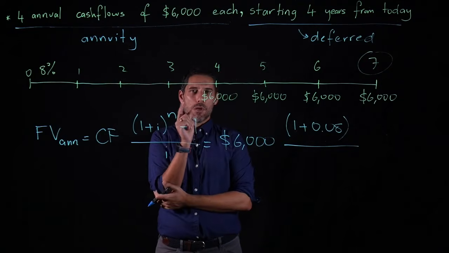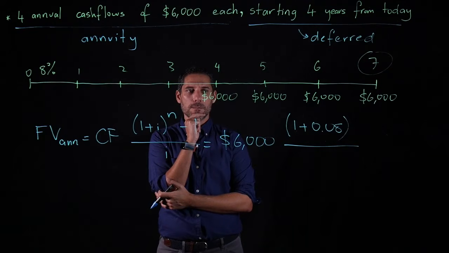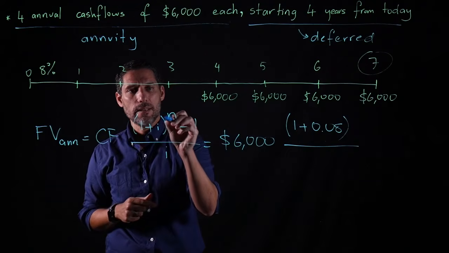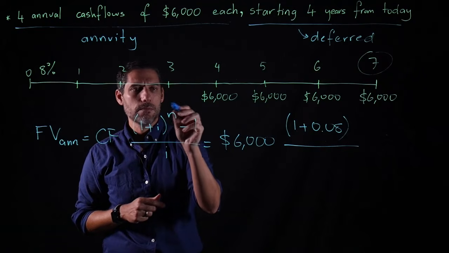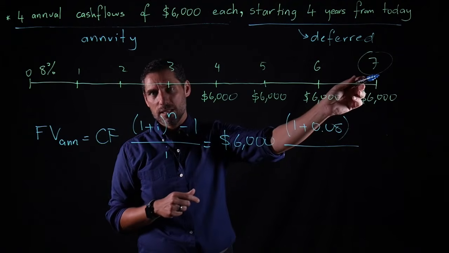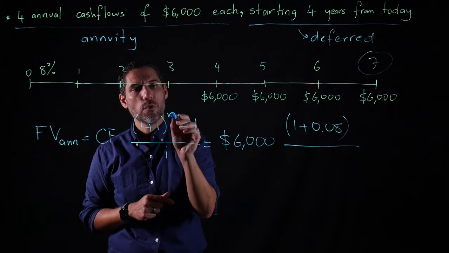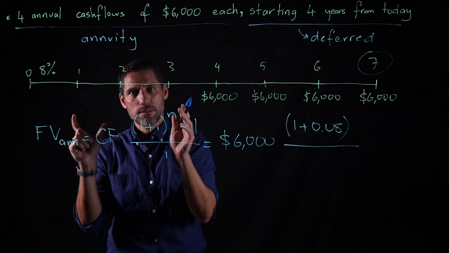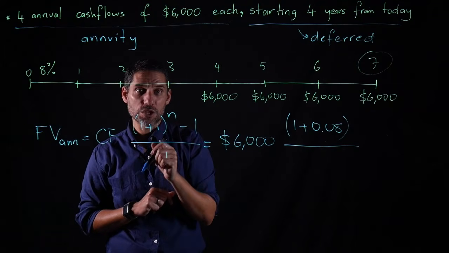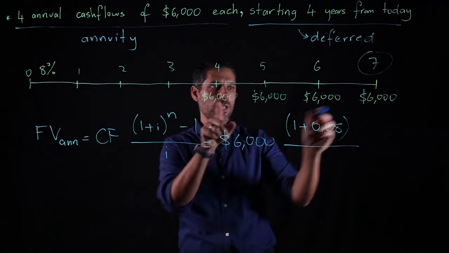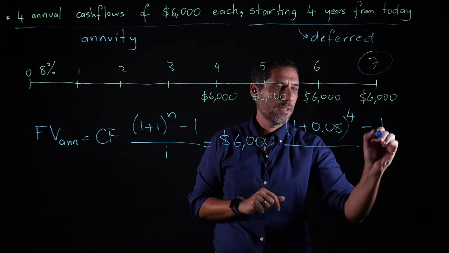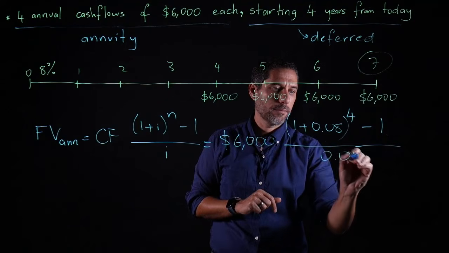raised to, and now that's one thing to be careful about. Another thing to be careful about when we are dealing with deferred annuities is what exactly is this N? Sometimes I see people make mistakes. They put like 7 here because that's the last cash flow. No, in our basic annuity formulas, N refers to the number of cash flows, how many cash flows there are. So here we have 4 cash flows of 6,000. So N is going to be 4, minus 1, divided by I, okay?